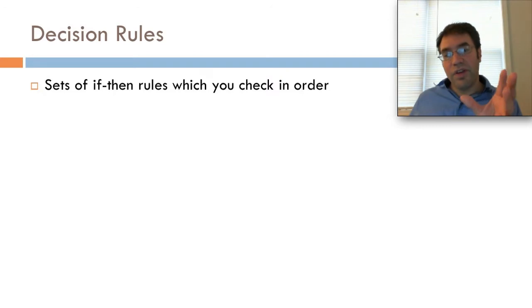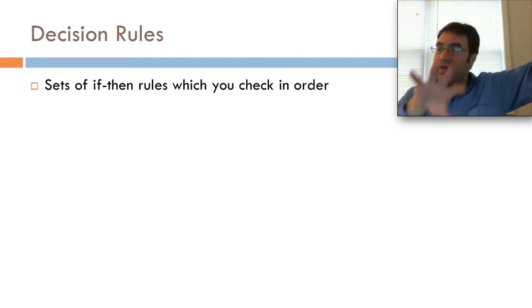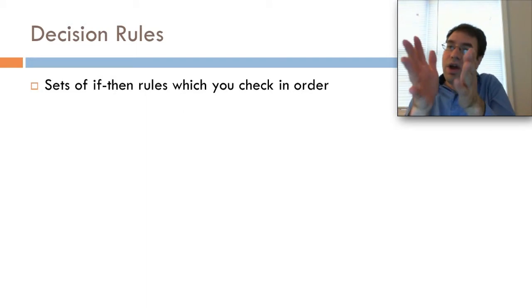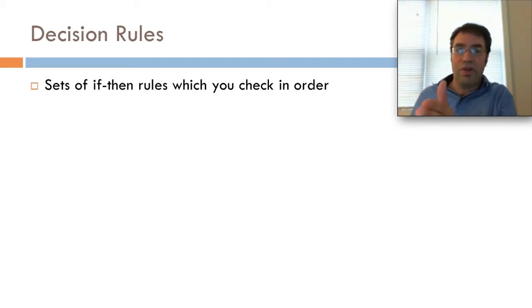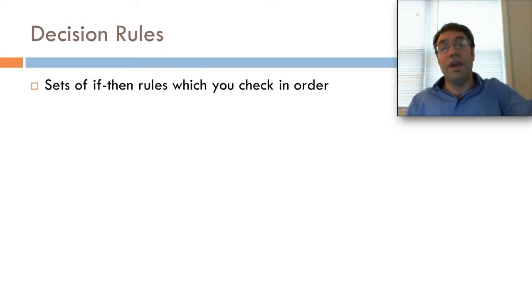Decision rules are sets of if-then rules which you check in order. In other words, you check the first rule. If the first rule is true, go with the answer. If it's not true, take all the rest of the data and consider that within the second rule. Within that second rule, if the answer is correct, go with that. But if the rule is not correct, then go on with the remaining data.